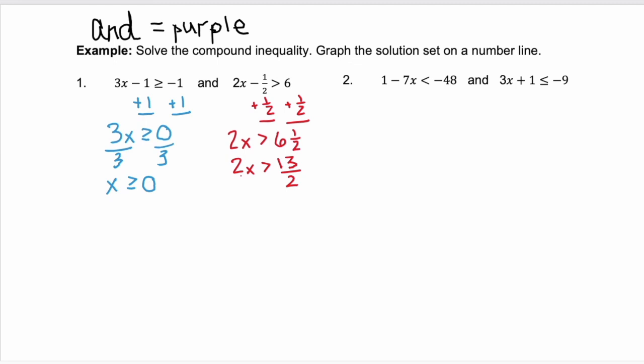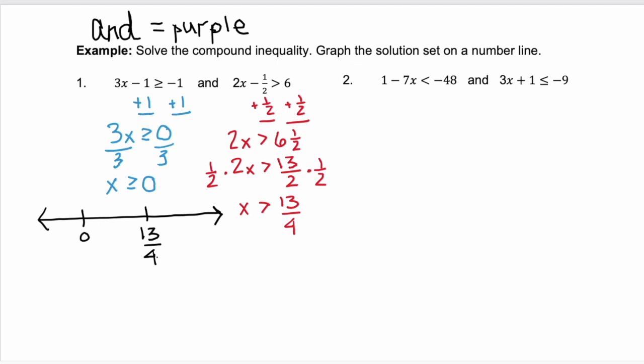And to remove the 2 that's in front of the x, I'm going to multiply by its reciprocal, 1/2. So I get x is greater than 13/4. So I'll draw my number line. The two numbers I have on this number line would be 0 and 13/4. Those are the most important.